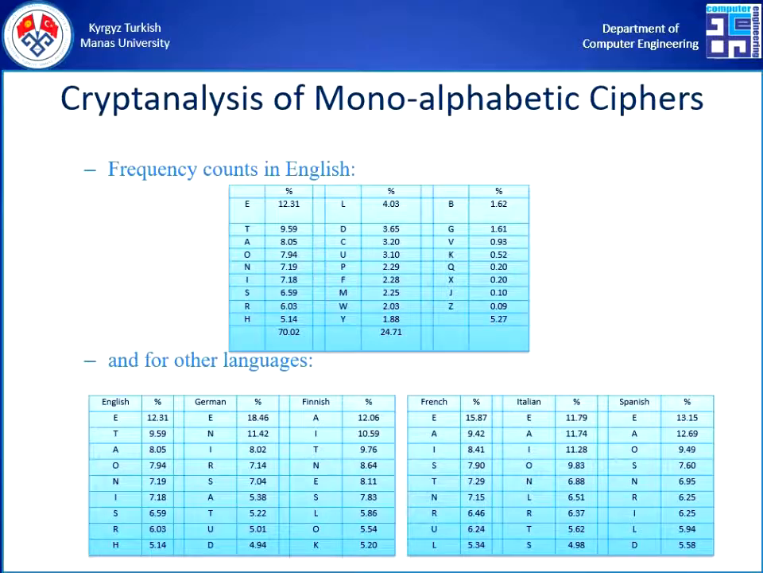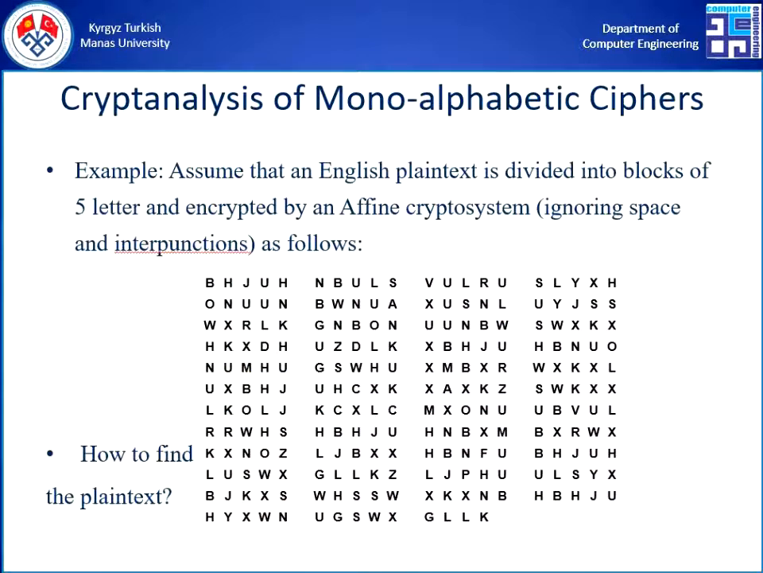Let's try to cryptanalyze a ciphertext encrypted using an affine cryptosystem using frequency analysis. So let's assume that the English plaintext is divided into blocks of 5 letters. Note that space and punctuation are ignored. We will try to find the corresponding plaintext. How can we do it?